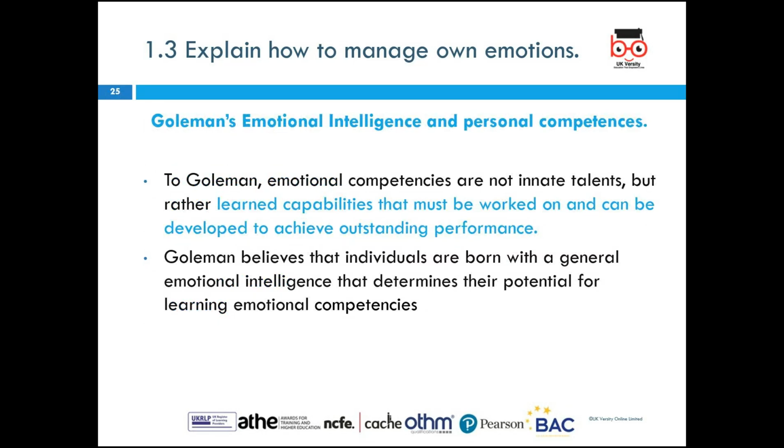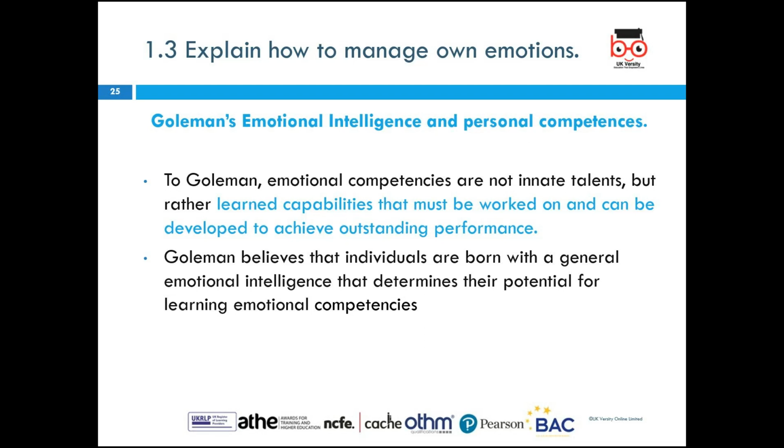So we're going to go on to Goleman now. So Goleman is a person who, he's a researcher. He's made a theory about emotional intelligence and personal competences. So when you're answering 1.3, you need to talk about Goleman. So for Goleman, he has looked at emotional competencies, and he says that they're not innate talents, but rather they are learned capabilities that must be worked on and can be developed to achieve outstanding performance.